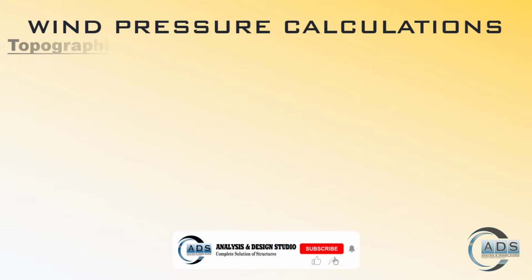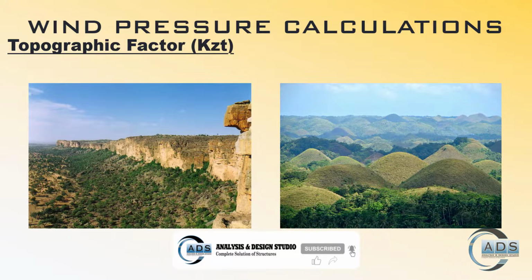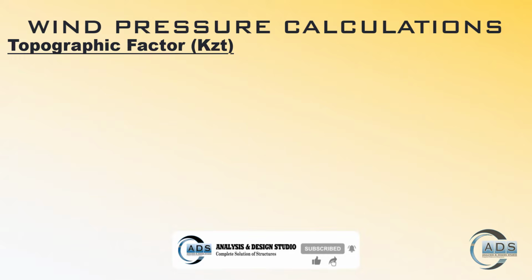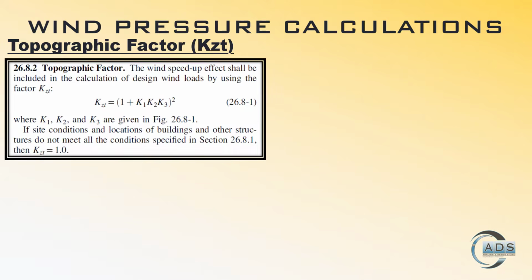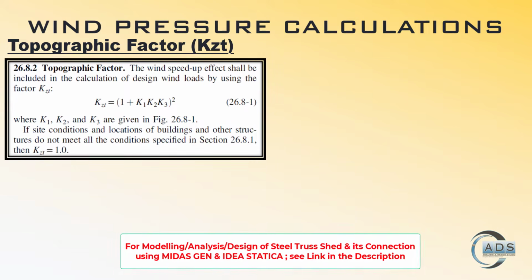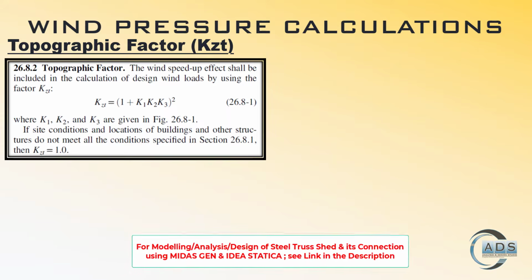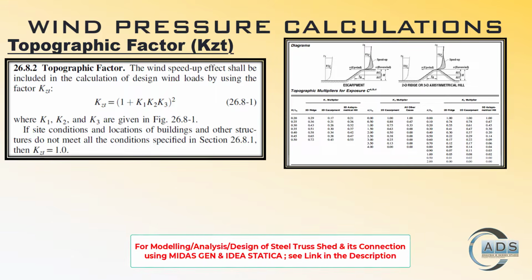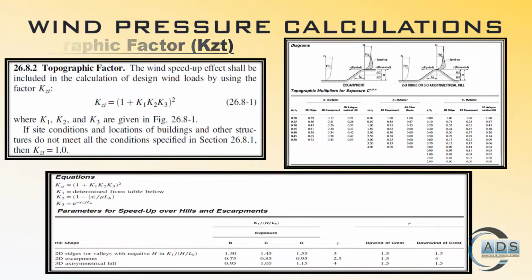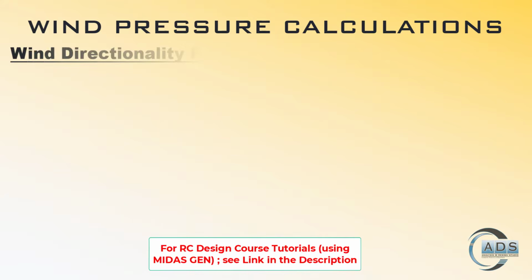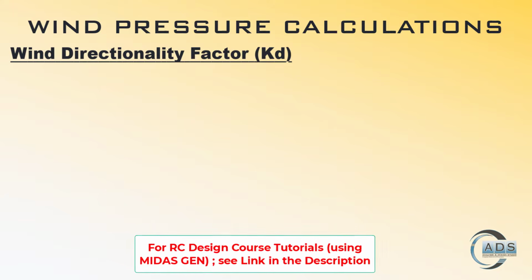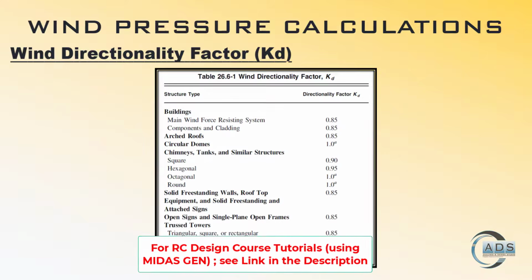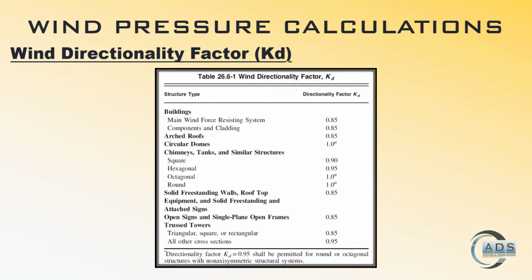The second parameter is the topographic factor Kzt. The Kzt factor is calculated using this equation. This equation has three multipliers which can be picked from the table or calculated using the equations shown. The third parameter is the wind directionality factor Kd. The Kd factor is dependent upon the structure type on which wind load is being calculated.